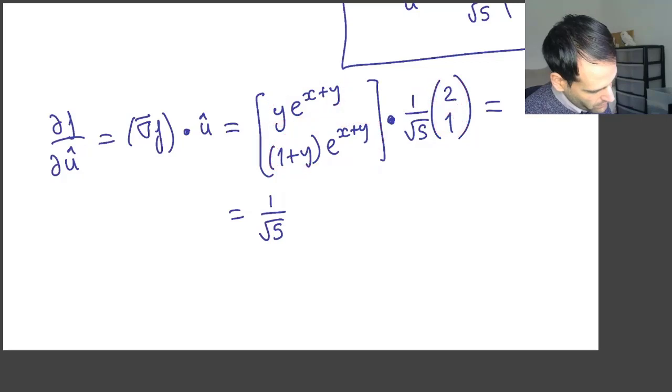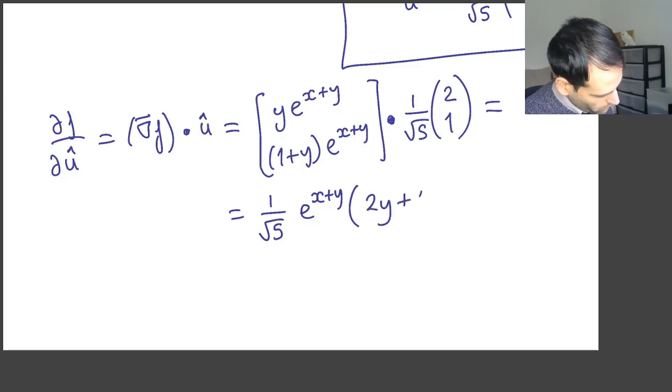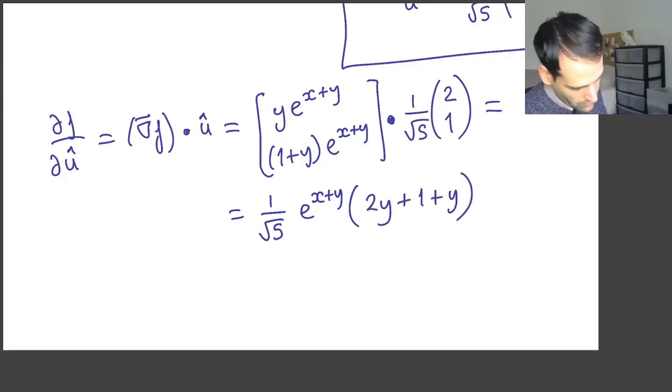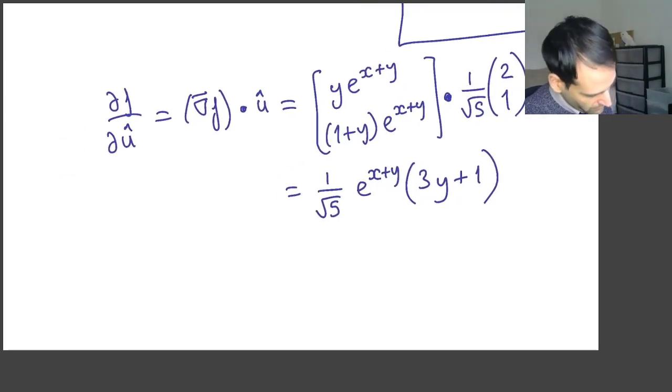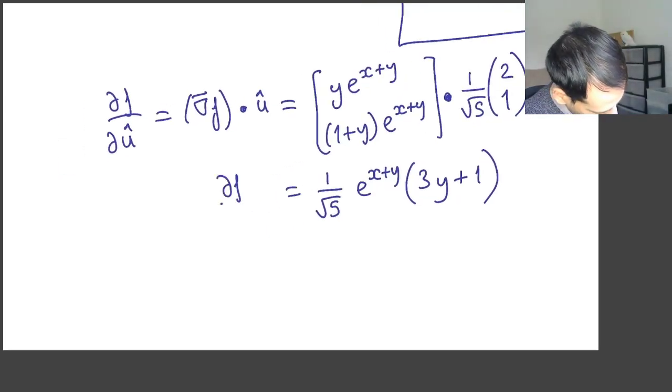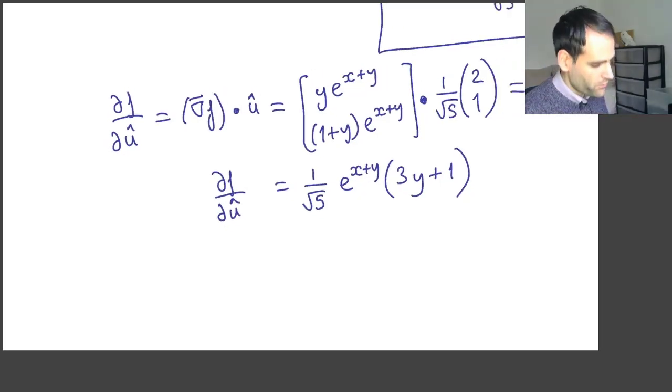So clearly we can keep the exponential as a constant factor. And inside of the brackets we will have 2y plus 1 plus y, which we can turn into 3y plus 1. Okay? So that's our directional derivative. And this is at every point in space.